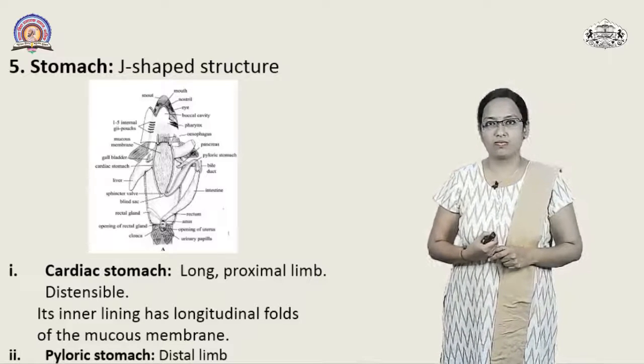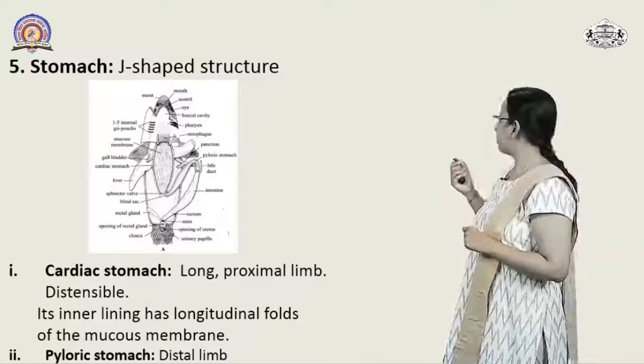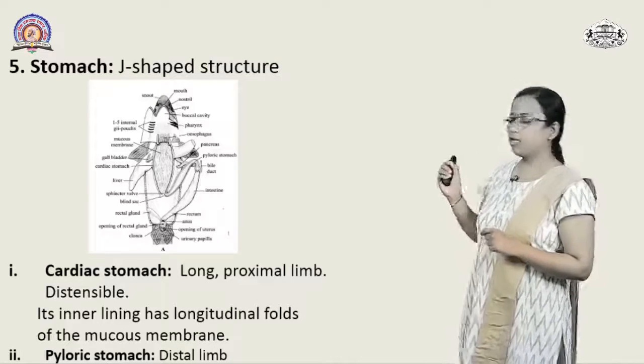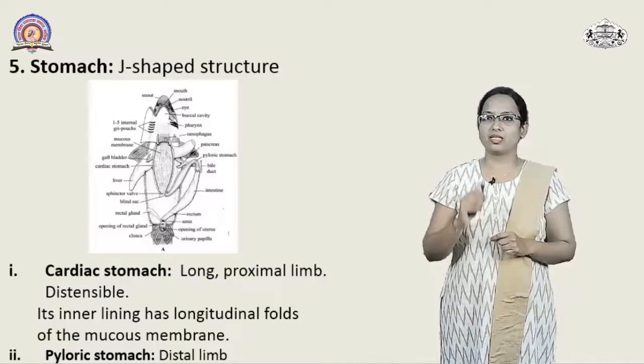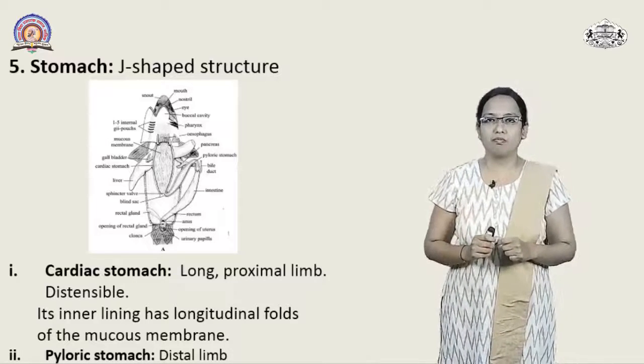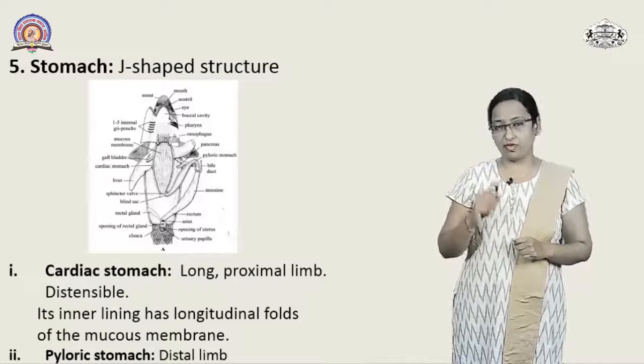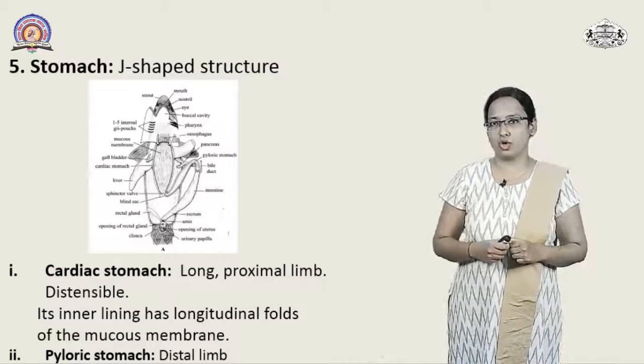There is also one more structure present at the end of the pyloric stomach, which is called bursa entiana. Now in this diagram, where the cardiac stomach and the pyloric stomach meet, there is a structure called the blind sac. The function of this structure is not known.